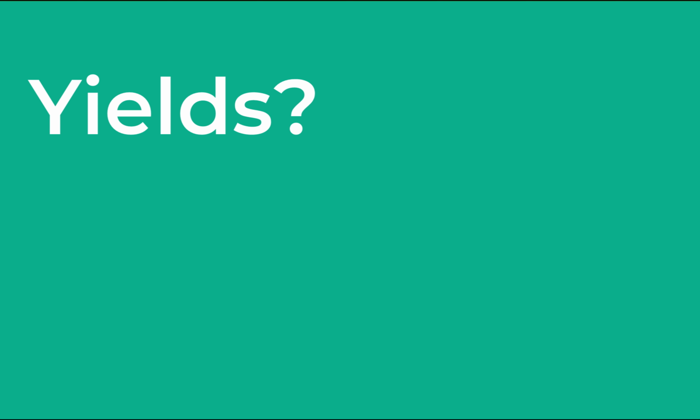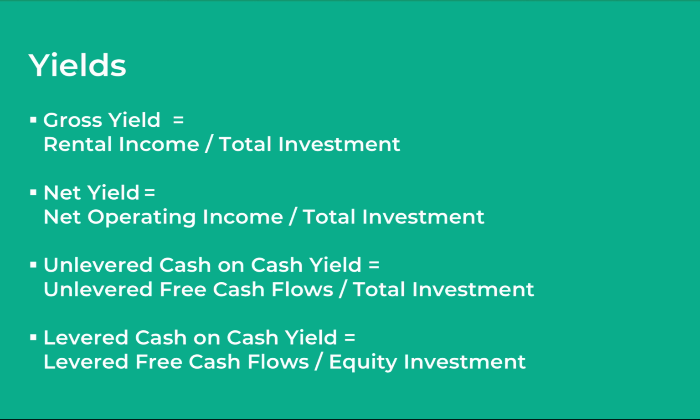We want to review the yields this property will generate. We can look at different types of yields, starting with the gross yield. That's basically the annual rental income divided by the total investment made. If we also want to include the cost structure of the building, then we are looking at the net yield. We look at the net operating income divided by the total investment. This can happen before or after management fees.